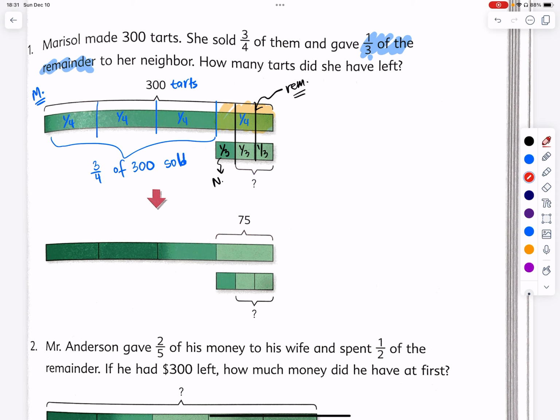The question is, how many tarts did she keep? So again, it's at least a two-step problem. Let's go. Step 1. There are so many different ways to look at it, but I would say 1 minus 3/4 gives you 1/4, and that remained after sales.